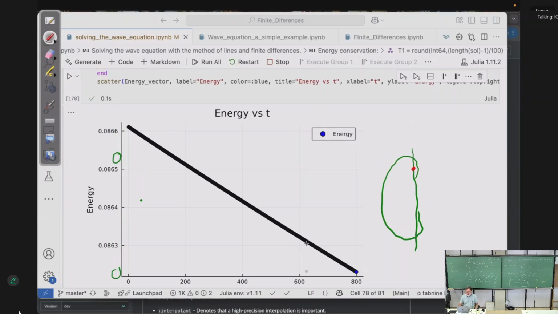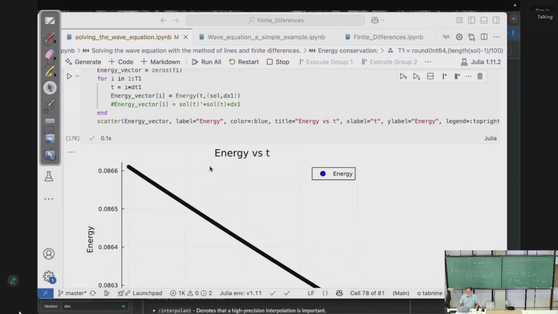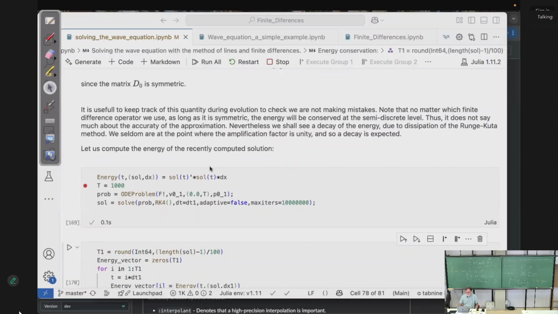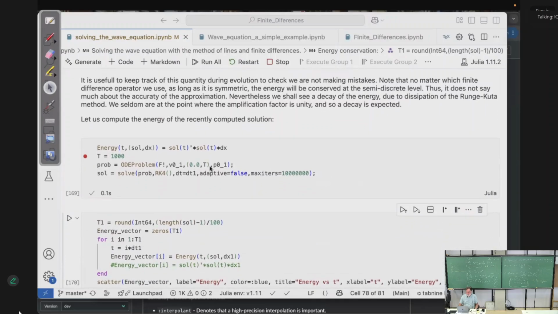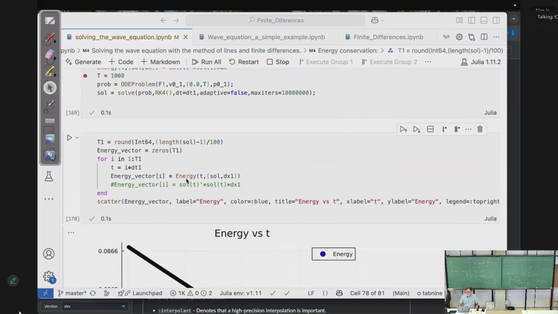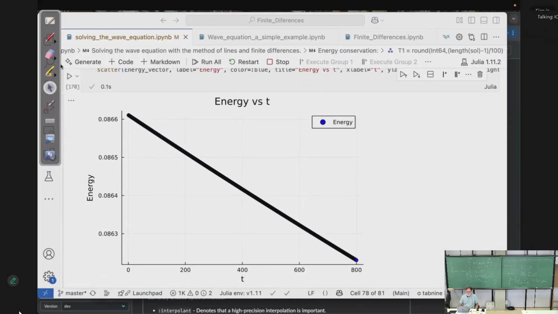So I made this with the Runge-Kutta, I think. Yeah, with the Runge-Kutta 4. So it is precisely this plot. So we have some decay. This is a numerical decay due to the time integration. It exists, but it's usually very small.